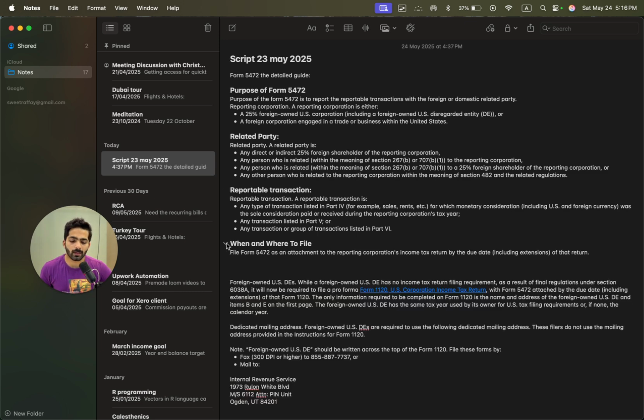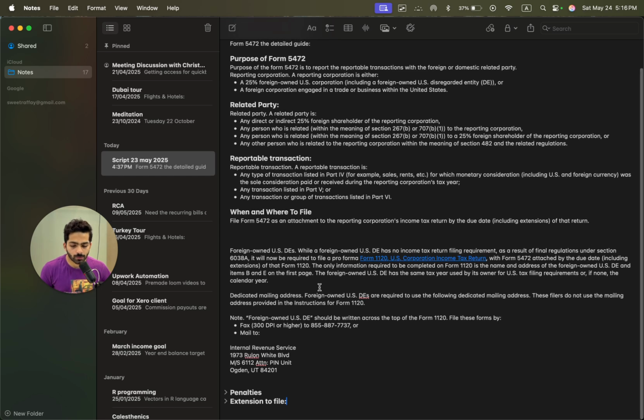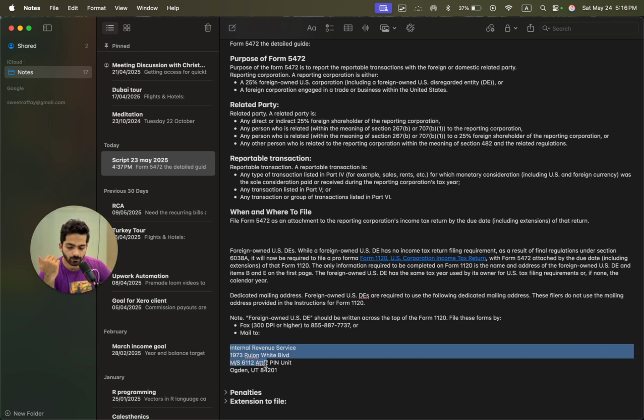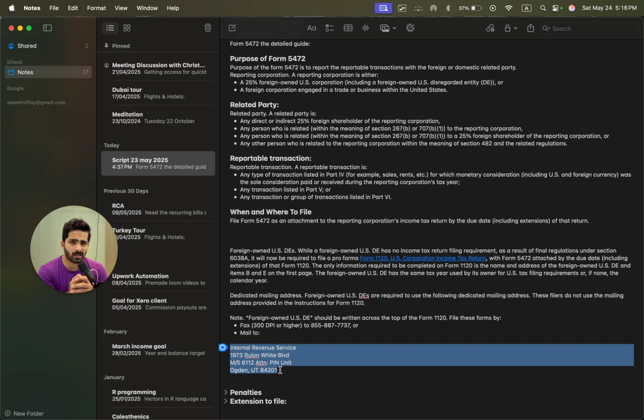When and where to file: we have an option to file either by fax or by mail. For mailing, we have an address, and we have to send this by mail to that address. I use online mailing services such as mailform.io. You can go there, and it's very cheap, around $8, which you can use to file your tax returns.